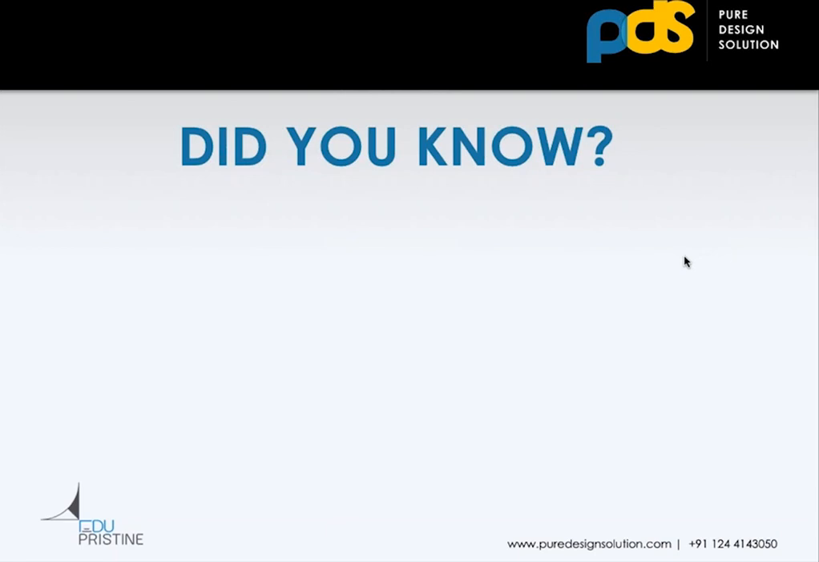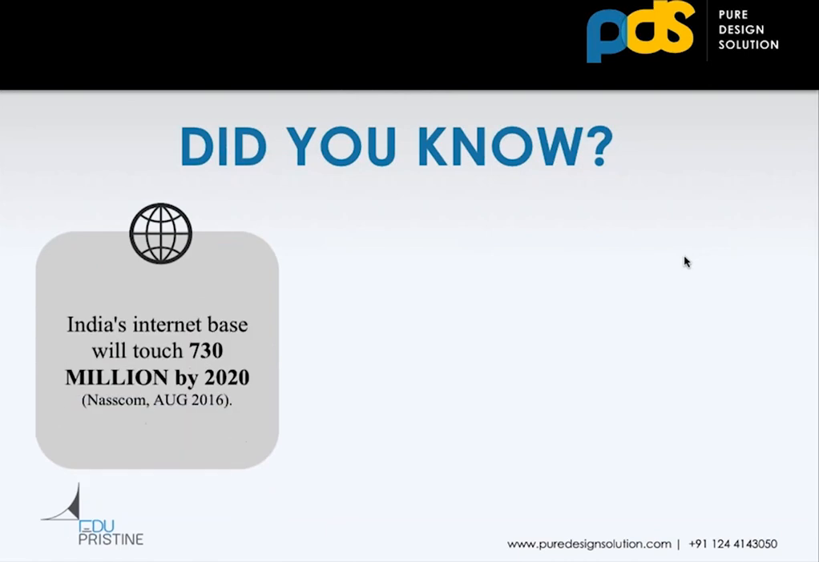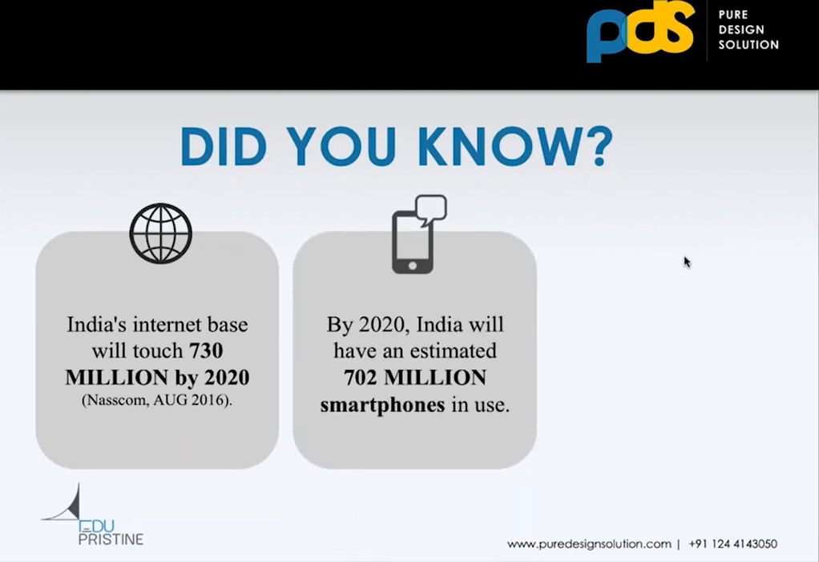First part, let's just look at some numbers. There are close to 730 million internet users in India by 2020. That's a NASSCOM number. But more importantly is this number that by 2020, 702 million people will be using smartphones to access data, whether it is static data, video, or audio. And that's a huge number.